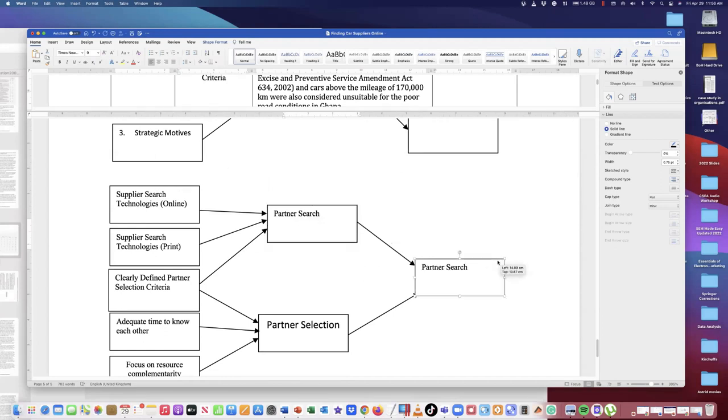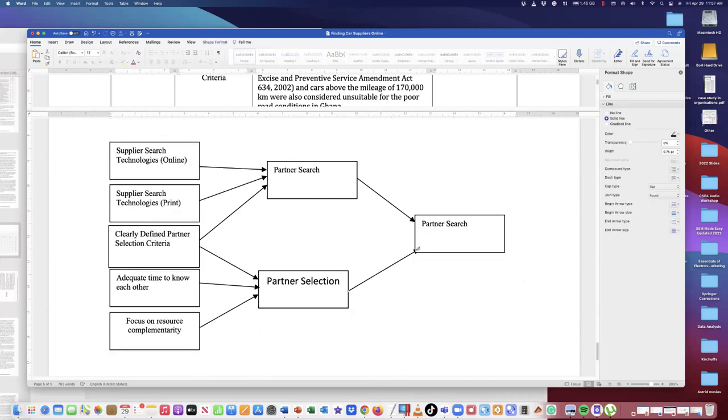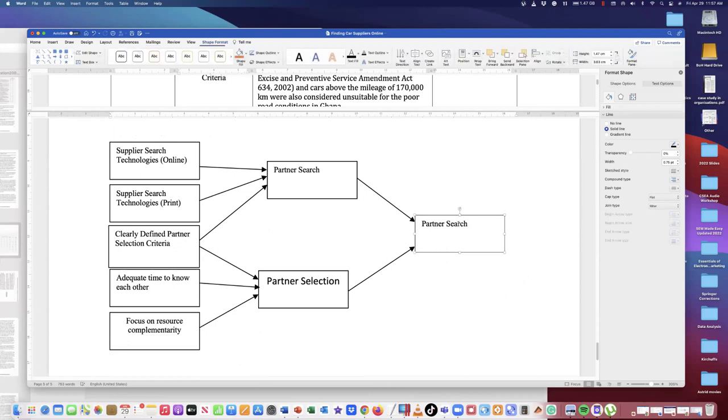Yes, bro. Who doesn't understand what I'm saying? And I'm going to show you something, why it's good to do this analysis. Partner search and selection. Okay. So this one will be partner search online, partner search, and this is partner search. Partner selection criteria.